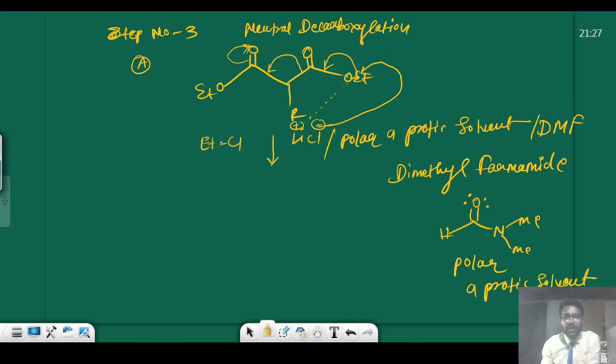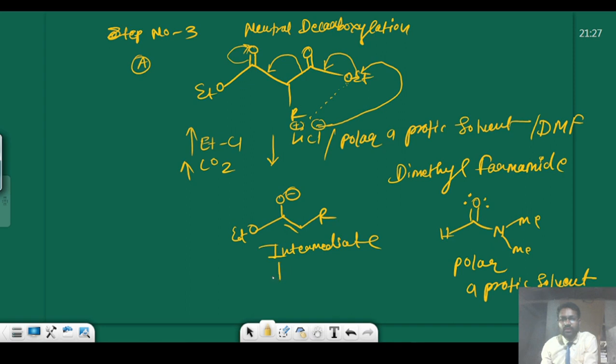EtCl, ethyl chloride, is a gas. It will leave the reaction, as will carbon dioxide, which is also a gas. And there is a formation of this particular intermediate, RO minus, OEt. Okay, so there is a formation of this particular intermediate.